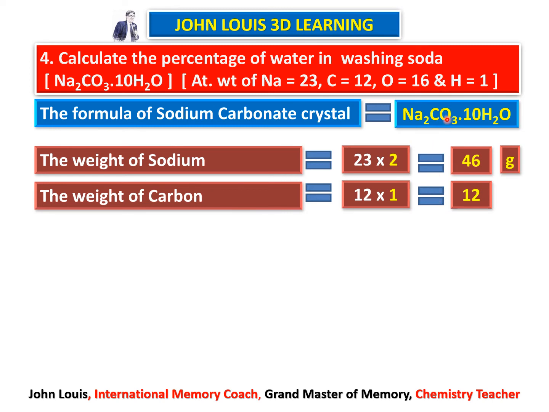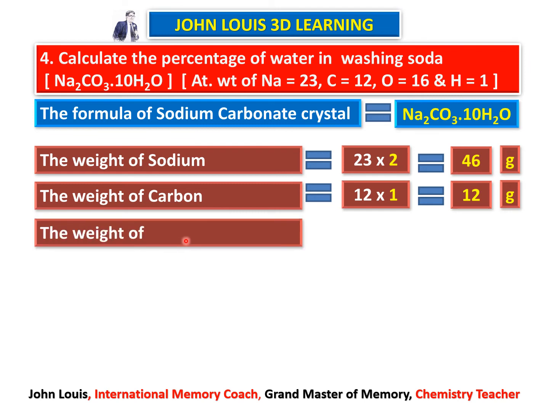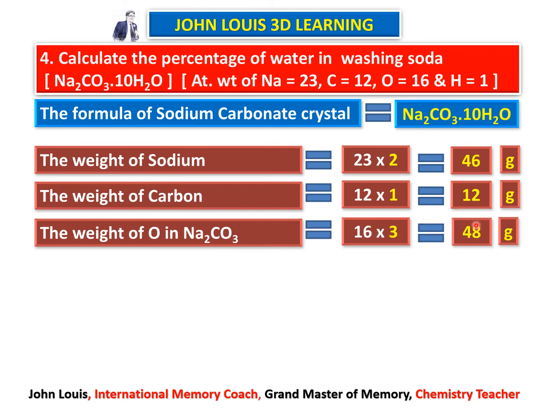Next is oxygen. Oxygen is present in 2 places, in water and sodium carbonate. But we take the weight of oxygen in sodium carbonate separately and the weight of water together, because we want to find out the percentage of water together. Therefore, let us not take the oxygen present in water. We take only the oxygen present here. The weight of oxygen in sodium carbonate: how many oxygen? 3. What is the atomic weight of oxygen? 16. Therefore, 16 into 3 is equal to 48 grams.